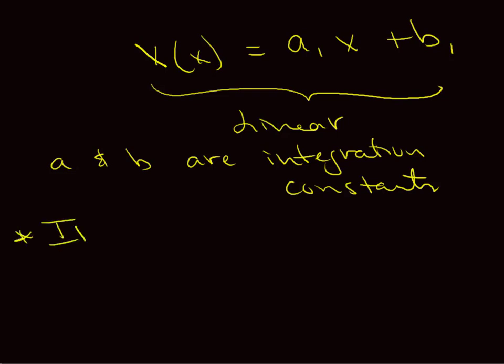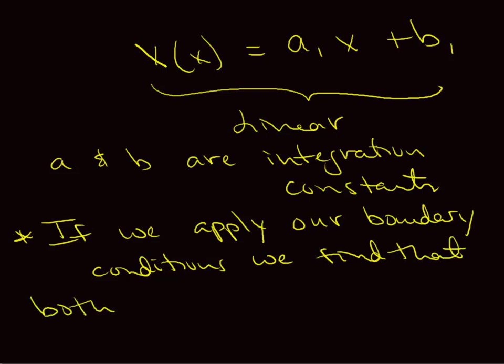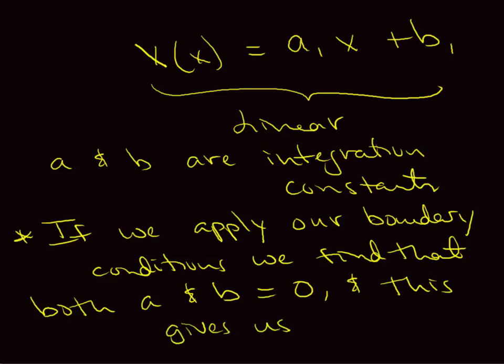And this is important: if we apply our boundary conditions, and remember that the boundary conditions are telling us about the amplitude of the function at a certain position, we find that both a and b must be equal to 0. And this gives us a trivial solution.